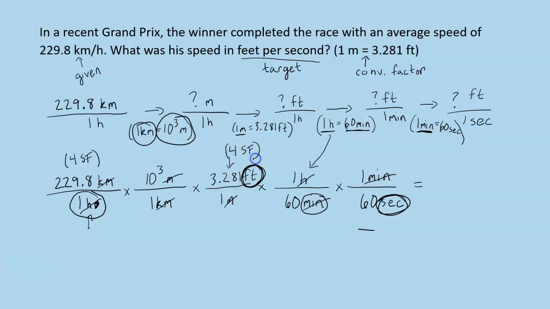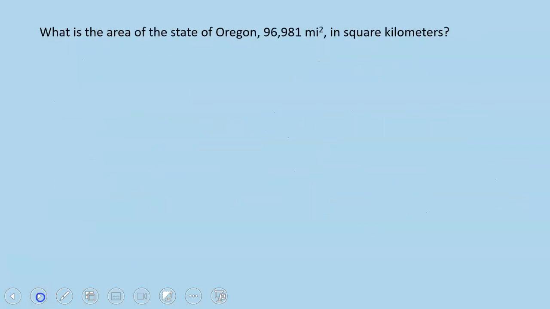Now, the 1 meter is considered exact, but the 3.281 is 4 sig figs, and so we need 4 sig figs in our answer, and rounding that off, you get 209.4 feet per second. And remember, you always want it to be out of 1 on the bottom for your final answer. So you do want to multiply out so you get a single number. Okay, we'll do at least one more example.